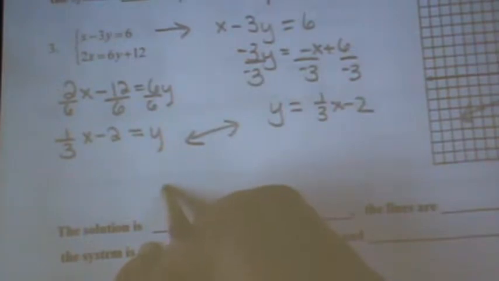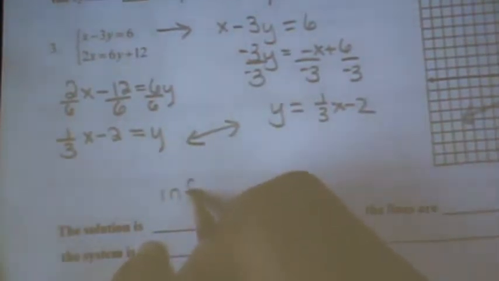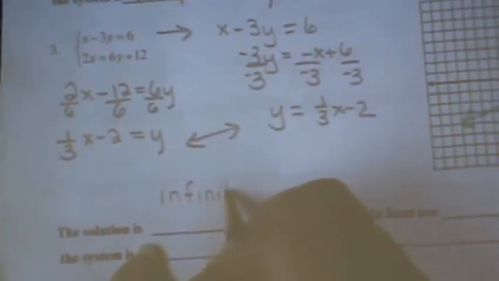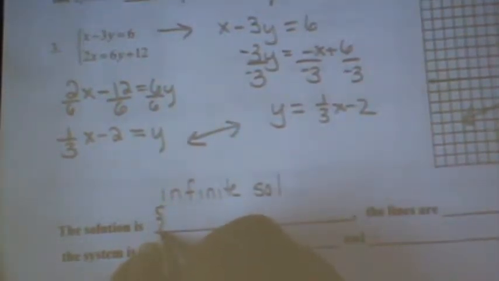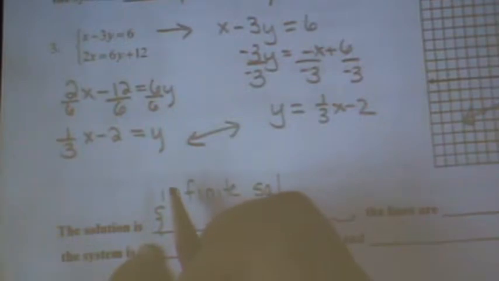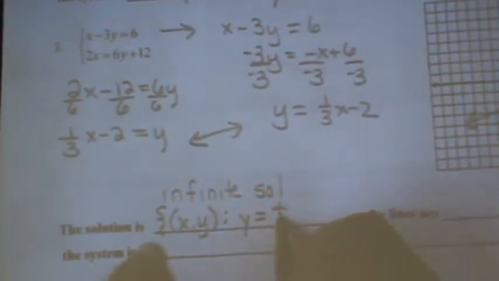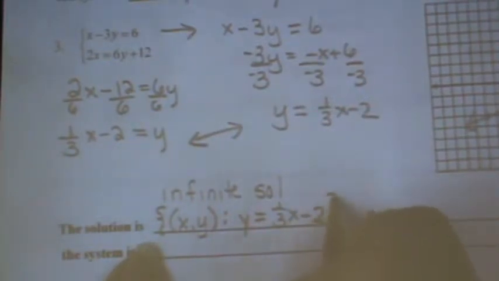So what would be the solution to this? It's infinite solutions, but see if you can remember how to write the answer. Anyone know? Sideways 8. Bracket, sideways 8. In the bracket, and then do x comma y, such that, and then just write y equals 1/3 x minus 2, and then end your bracket.